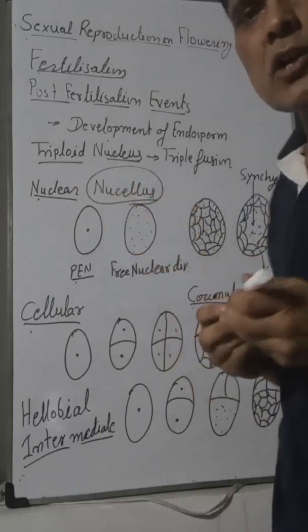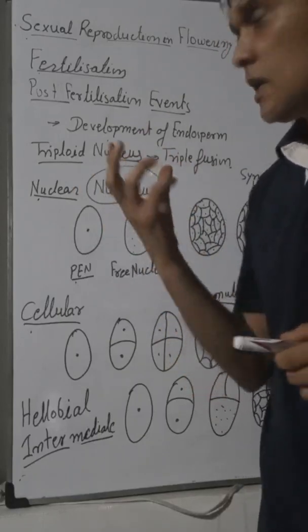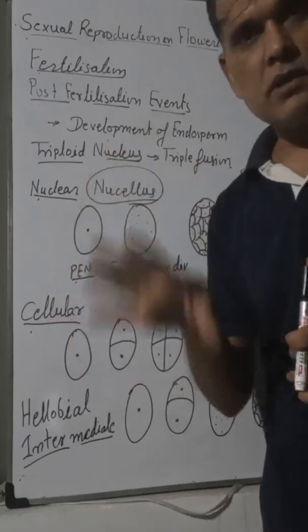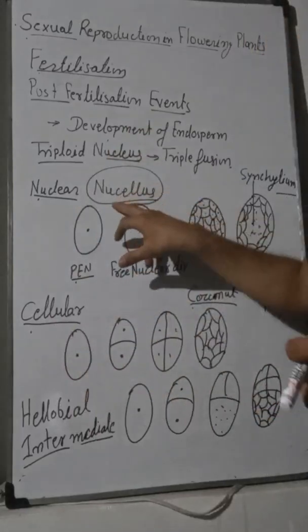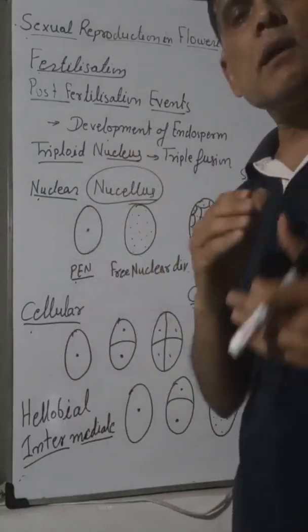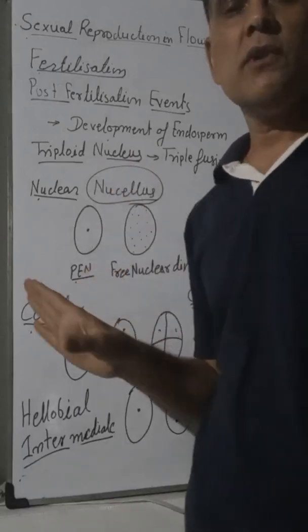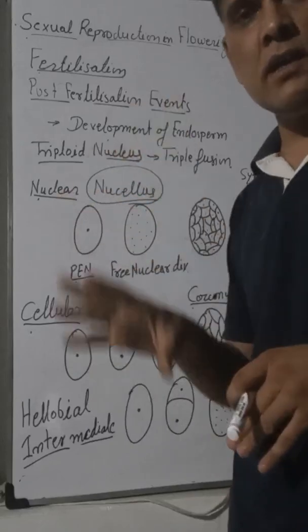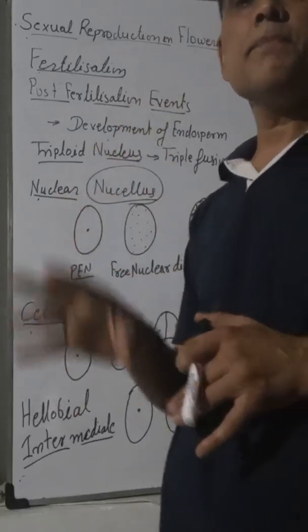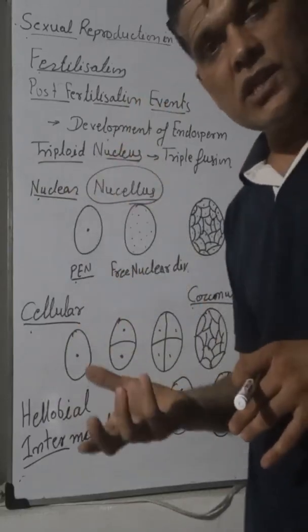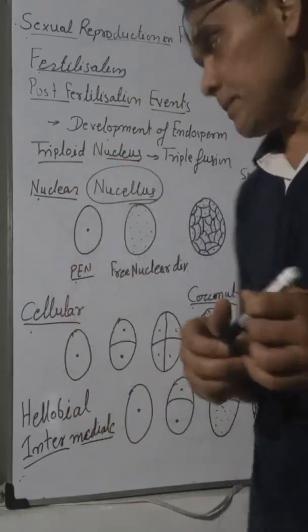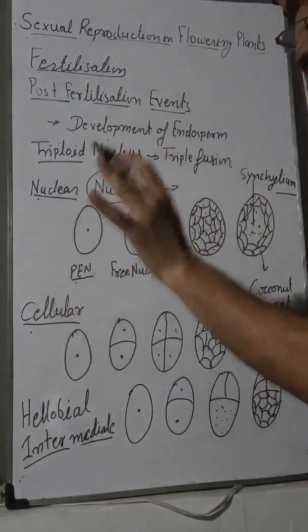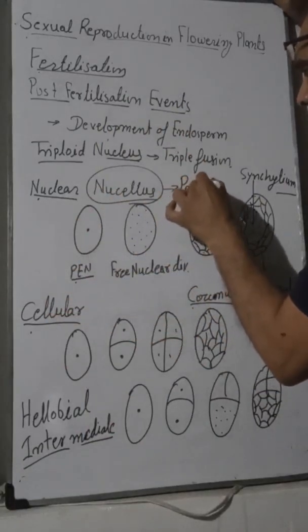The nucellus is the main part of the ovule, which is parenchymatous, and the endosperm develops by receiving nutrition from the nucellus. After the complete development of the endosperm, the nucellus will be finished. But in some plants the nucellus remains after the development of endosperm in the ovule, and that is known as perisperm.